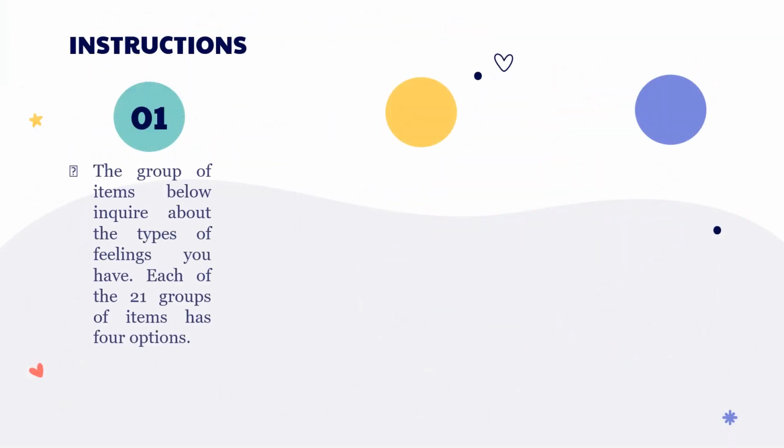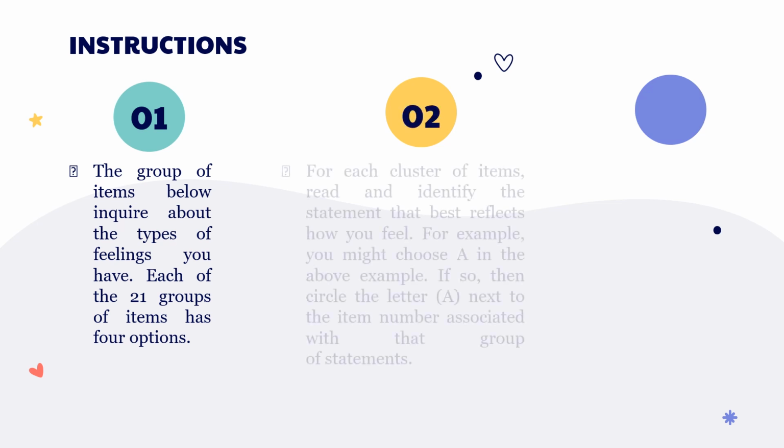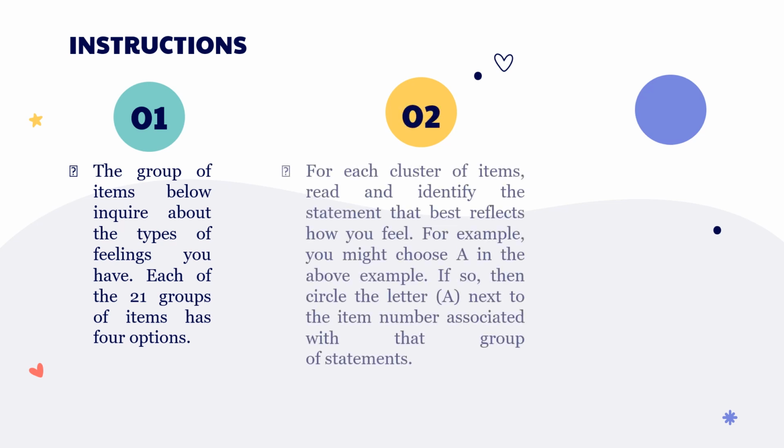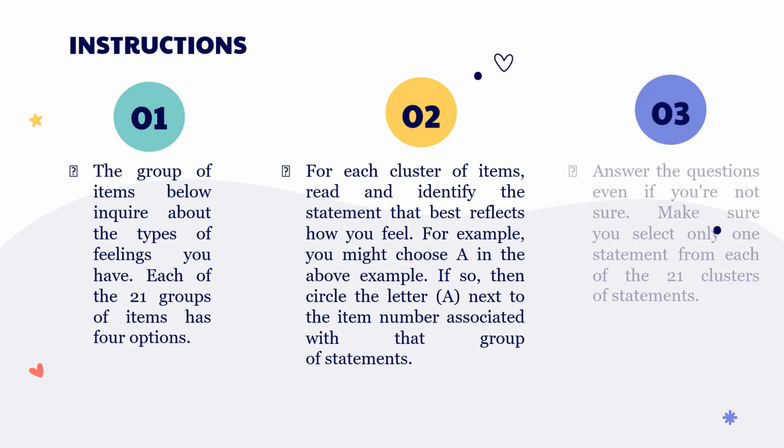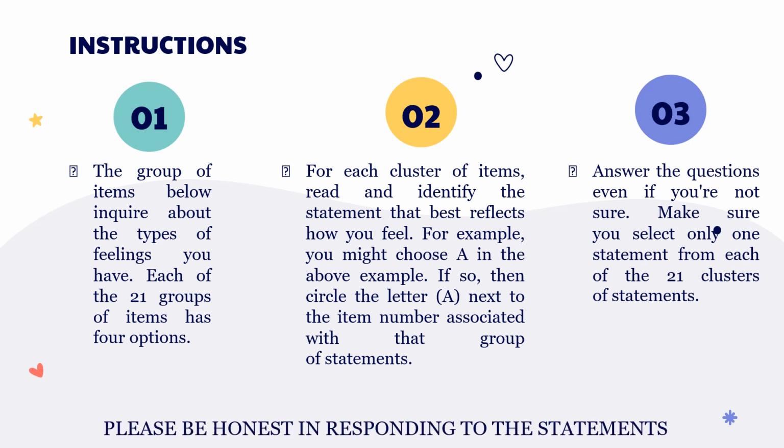Instructions: the group of items below inquire about the types of feelings you have. Each of the 21 groups of items has 4 options. Read and identify the statement that best reflects how you feel. If you choose A, circle the letter A next to the item number associated with that group of statements. Answer the questions even if you're not sure. Select only one option from each statement. Please be honest in responding to the statements.